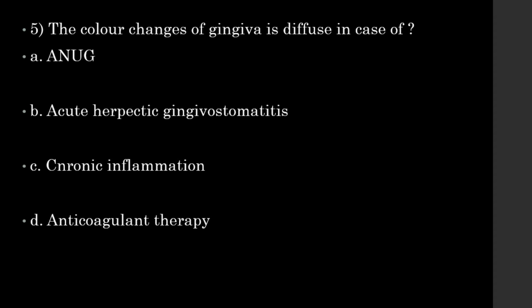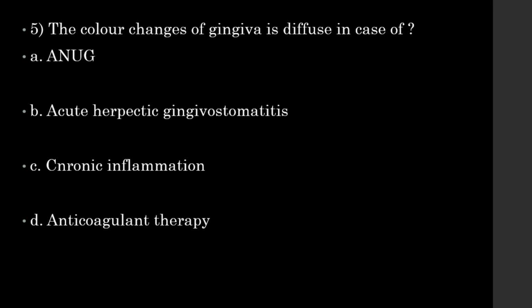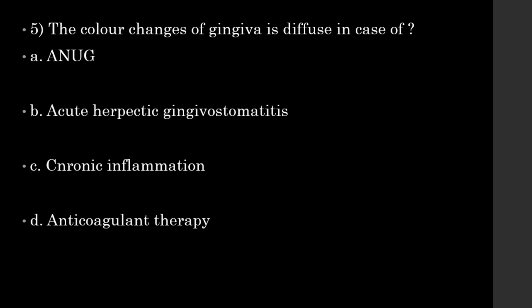Now begin with the next question on your screen. The color change of gingiva is diffuse in case of, you have to tell the particular condition in which you can see the diffuse gingiva. So option A is ANUG, option B acute herpetic gingivostomatitis, option C is chronic inflammation, and option D is anticonvulsant therapy. So what do you think? What will be the right answer for this question?